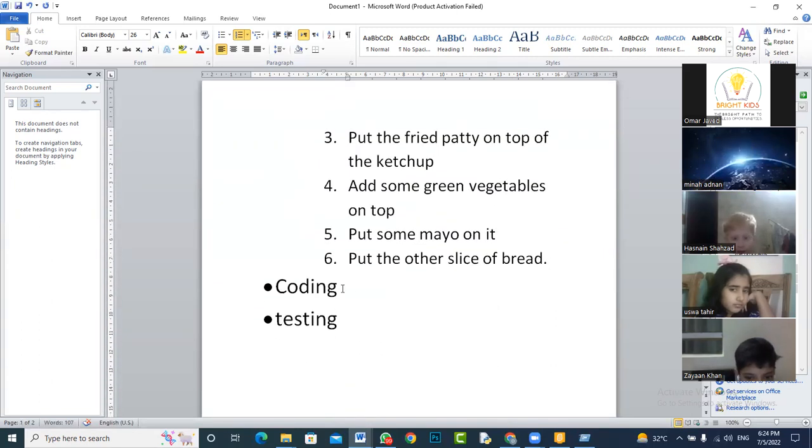Now comes the part that we are here for, which is coding. So what do you think the coding would be in this scenario? Currently, you haven't done anything. You just have written how I would make a sandwich. You have written the things that I need for making a sandwich. You also have mentioned the problem: I am alone at home. I want to eat something.